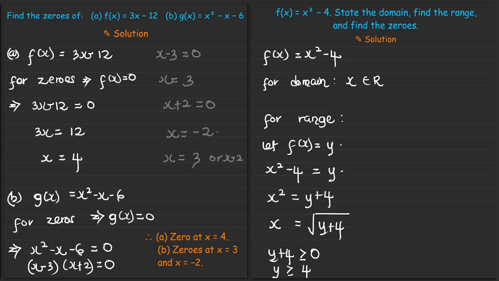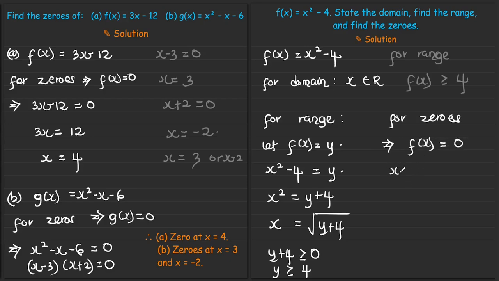So we can then say that for the range, our f of x has values that are greater than or equal to 4. That is the range. Then we now come to the zeros. We know for zeros, it simply means f of x is equal to 0. So for zeros, it implies that our function f of x is equal to 0.